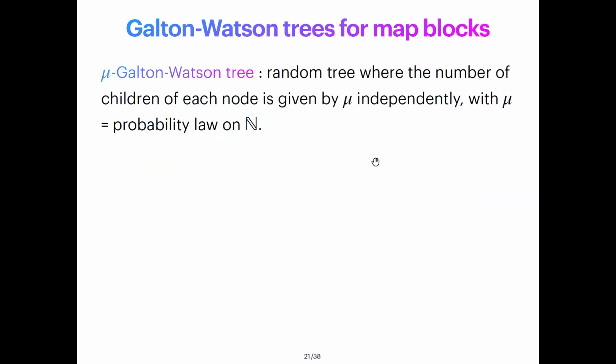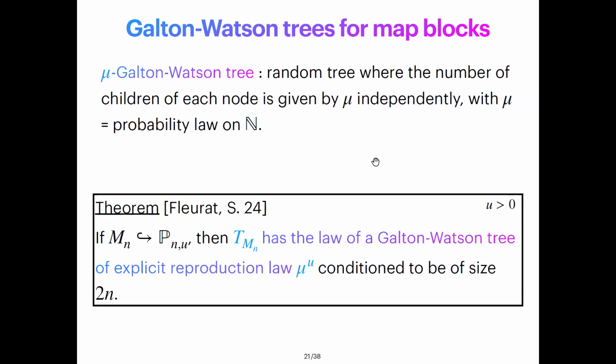And it's even more useful that we know how to characterize its probability law, which is that of a mu-Galton-Watson tree. So the mu-Galton-Watson tree is a random tree where each node will draw its number of children independently at random according to the law mu. And with William Fleurat, we showed that there is an explicit law mu-u, which is in fact really simple, such that if Mn is drawn according to P n u, then its tree of blocks is drawn according to a law of mu-Galton-Watson, conditioned to be of size 2n.